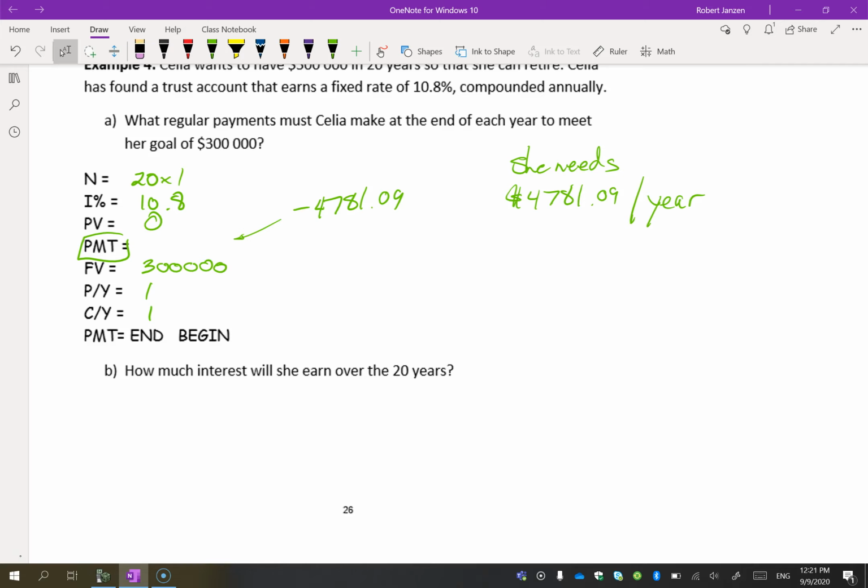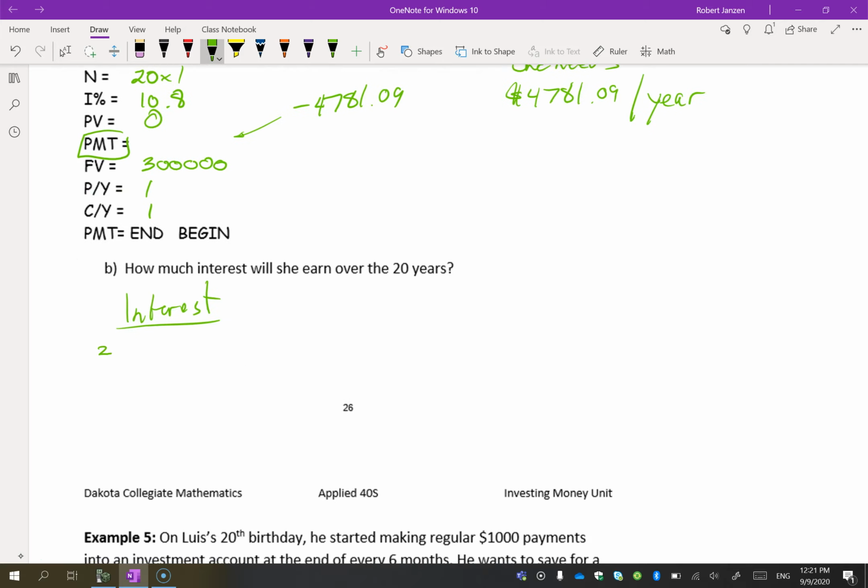Well, again, 2 ways to do this. You could figure out how much she has earned. So let's do this. She wants to end up with $300,000, and you're going to subtract what she did. She made 20 payments of $4,781.09.